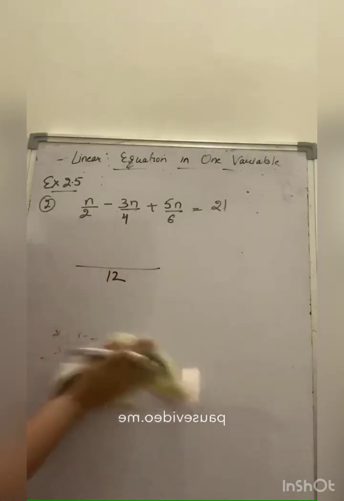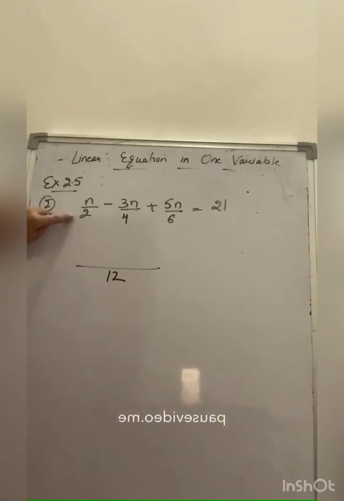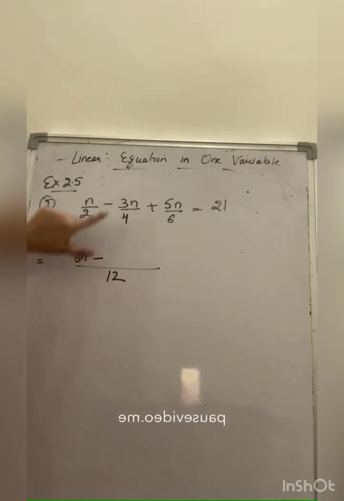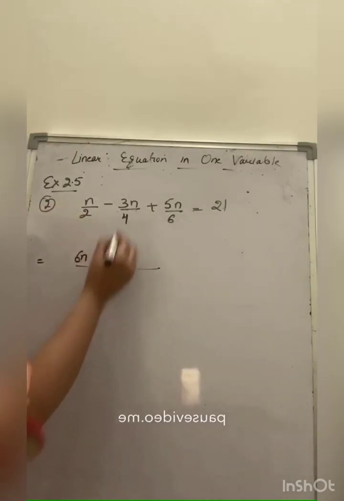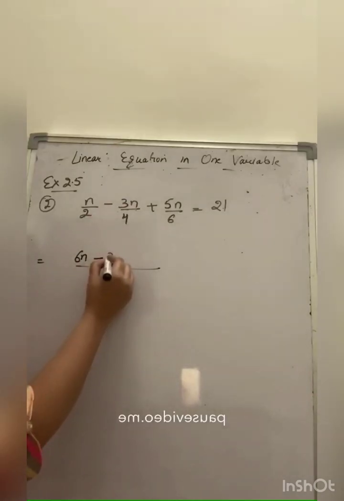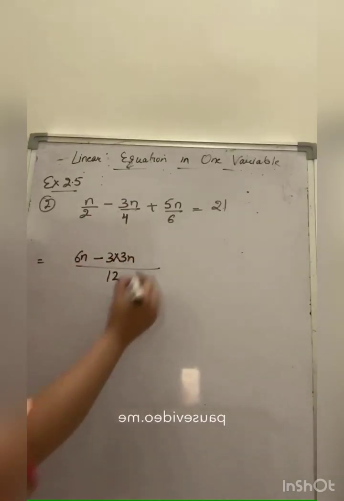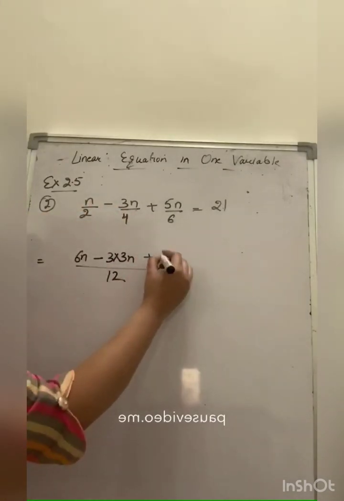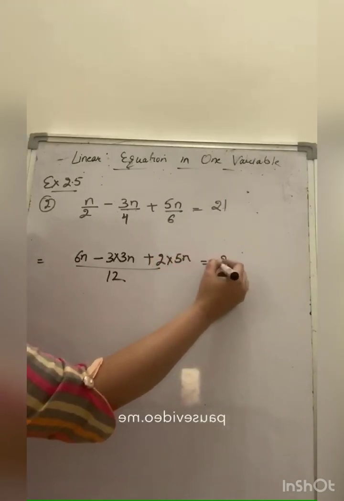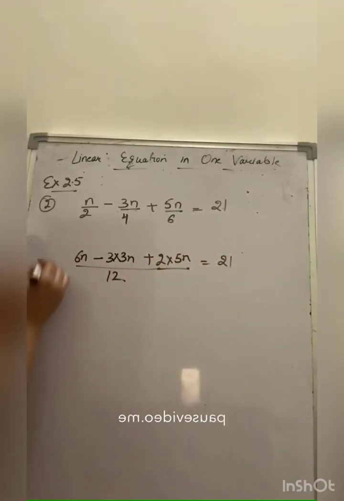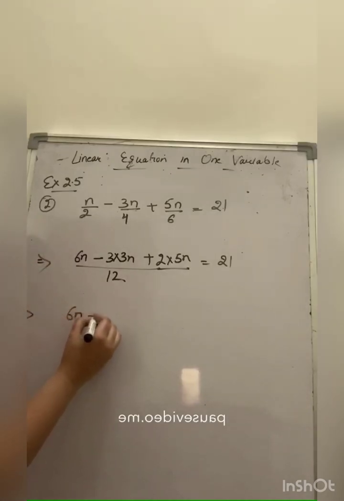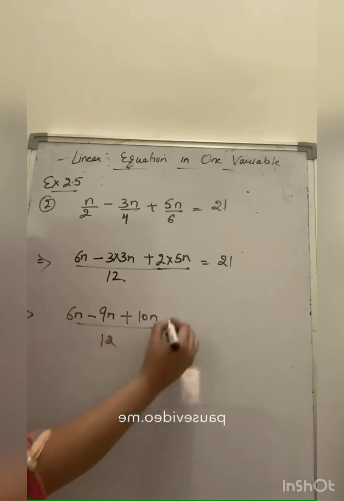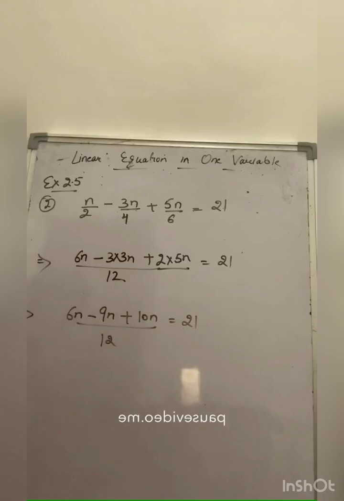So now 12 divided by 2 is 6. 6 into n is 6n, minus 12 divided by 4 is 3. So 3 into 3n is 9n, or we will write this step 3 into 3n, plus 12 divided by 6 is 2. 2 into 5n is equal to 21. Now 6n minus 9n plus 10n over 12 is equal to 21.